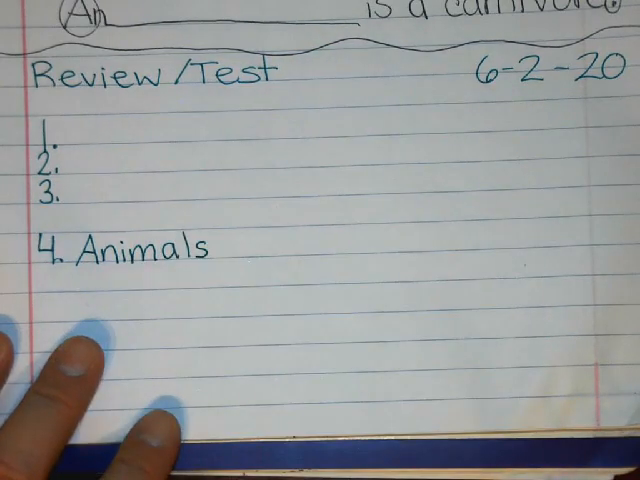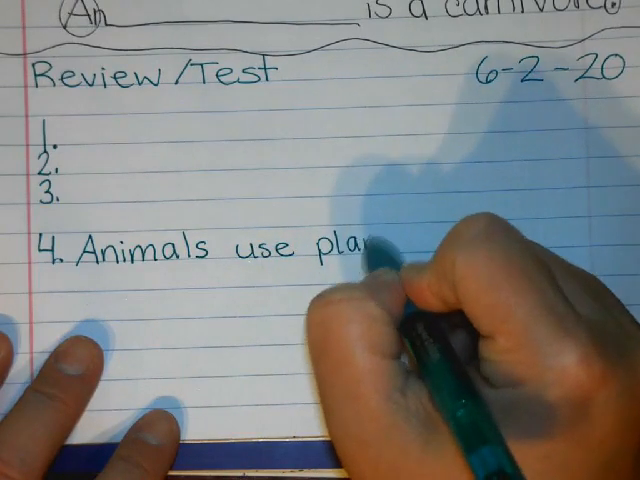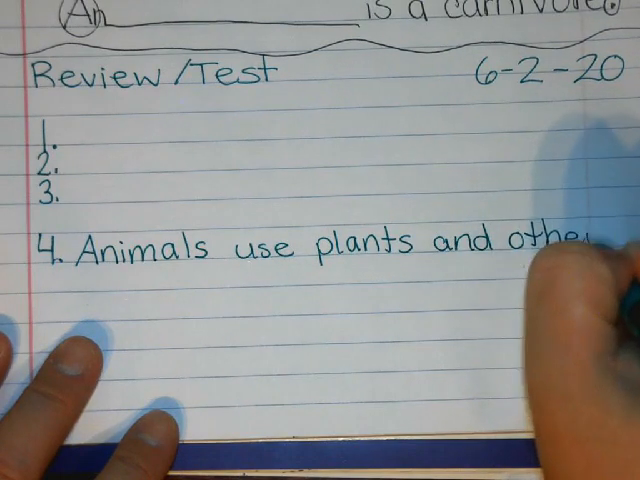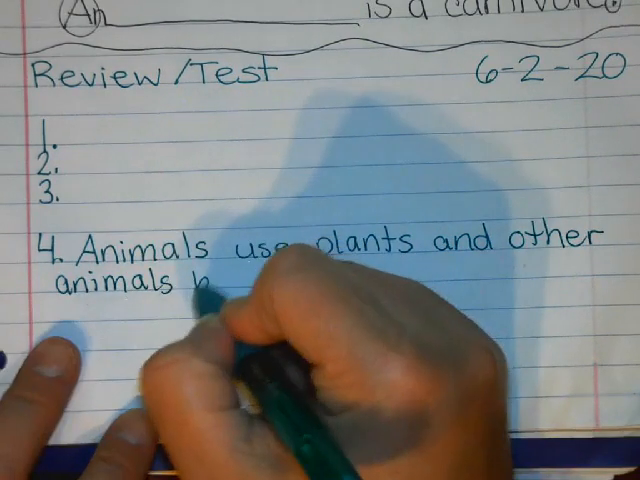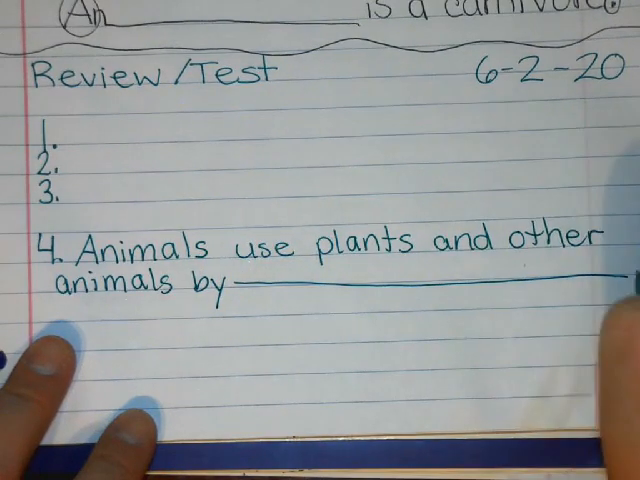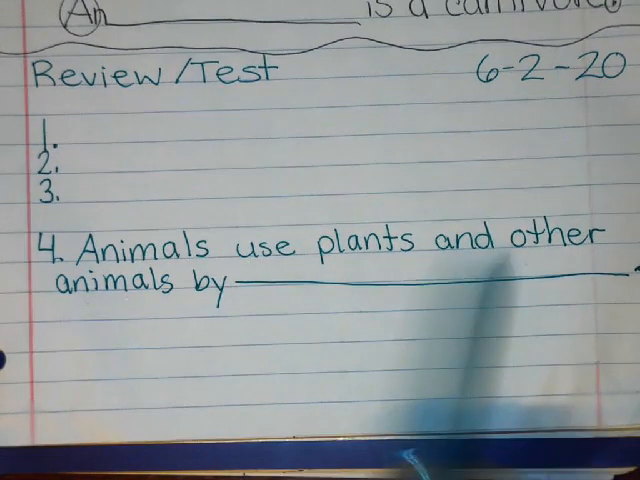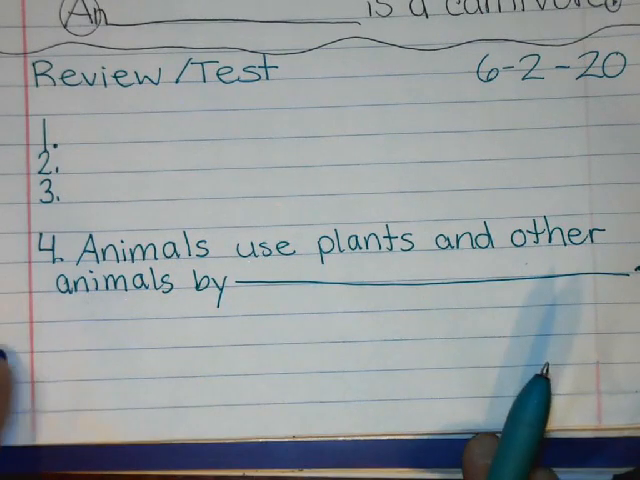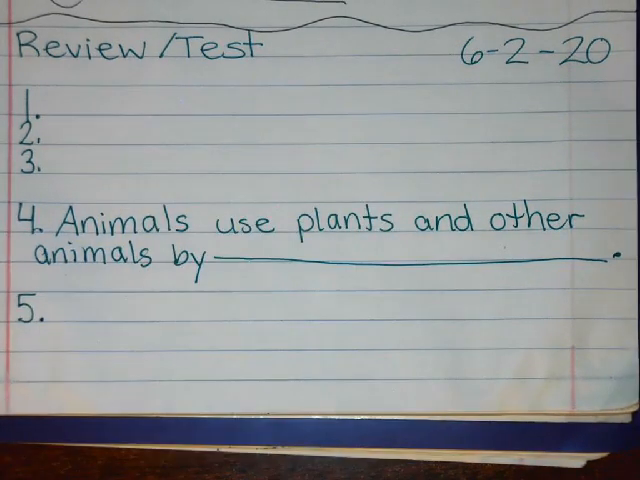Animals use plants and other animals by blank. Okay, so find one way that animals use plants and other animals. At least one way. If you find more than one, you can put that as well. But one way is fine. Okay, then I'm going to go to number 5. Like I say, if you need to catch up, go ahead and pause it.